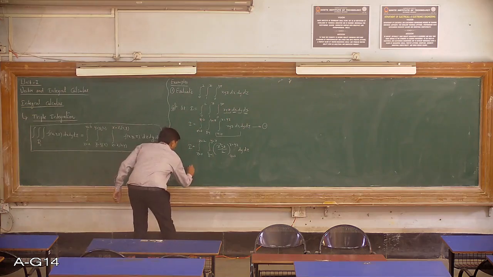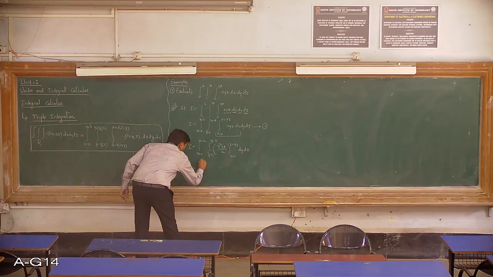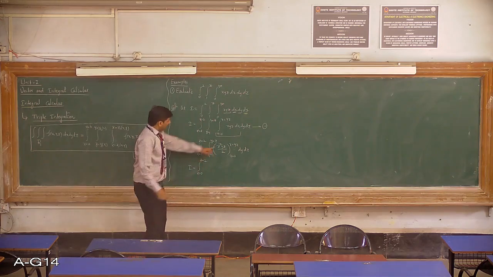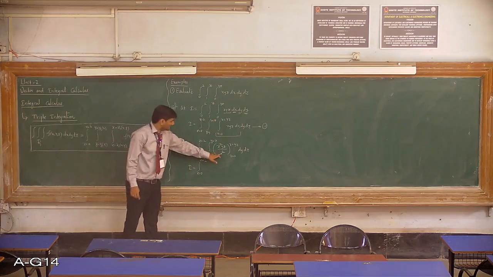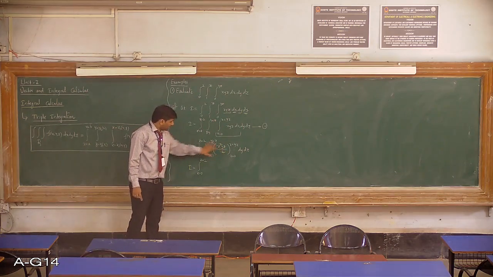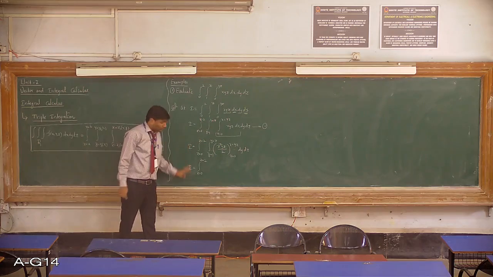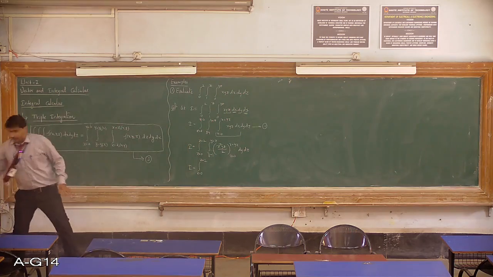Okay, next I equals integral from z equals 0 to z equals 2. Here whatever 1 by 2 is there, you can keep it outside also if you want, because it's a constant. So I'll keep it outside, that is better.